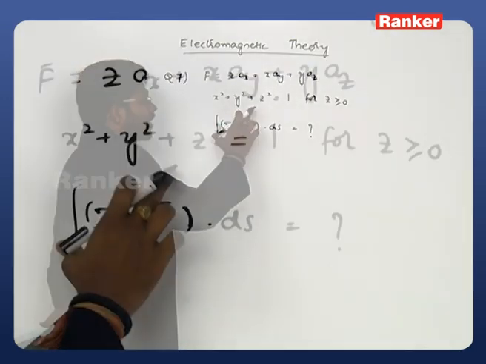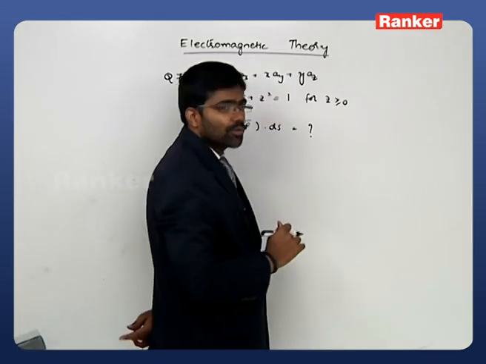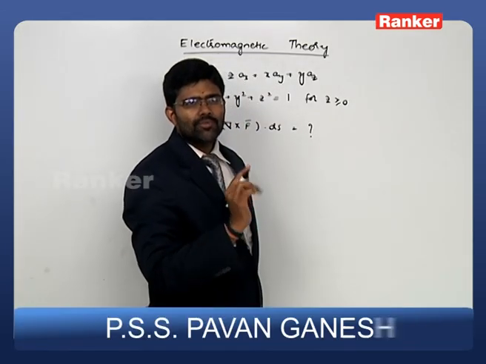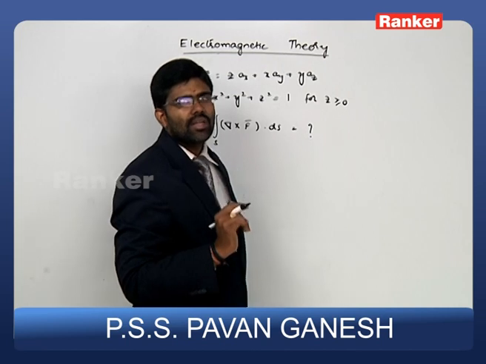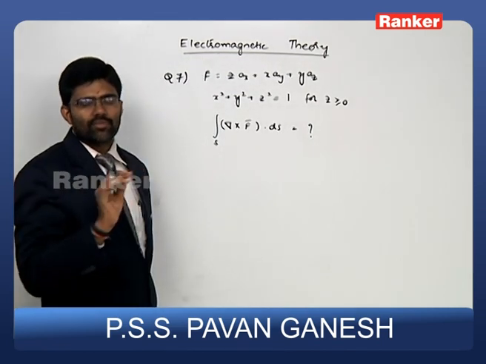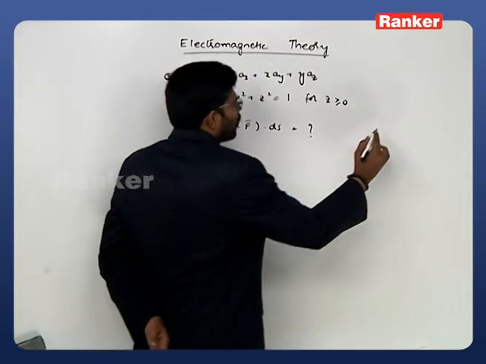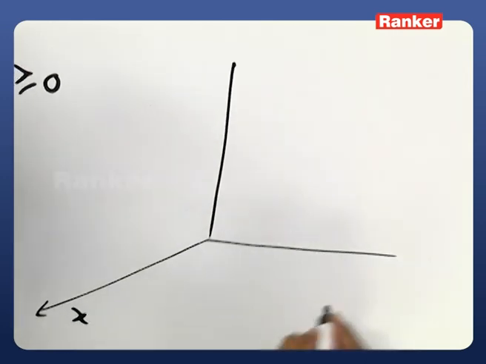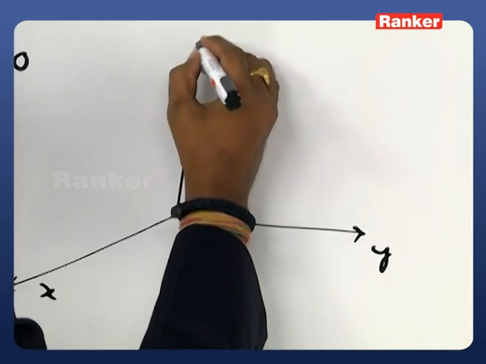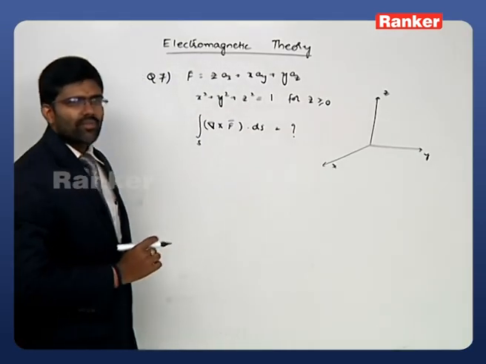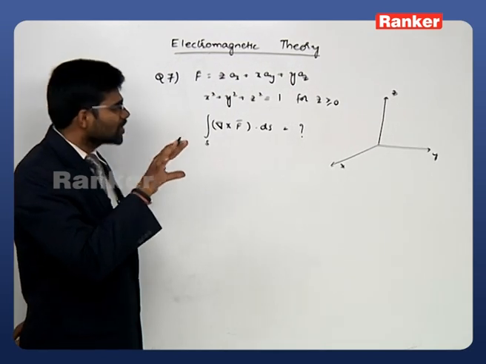But this sphere was mentioned only for z greater than or equal to 0. Since it was mentioned for only z greater than or equal to 0, clearly observe this is not a closed surface. This is an open surface, right? So for our convenience, I will draw the open surface which is given to us.